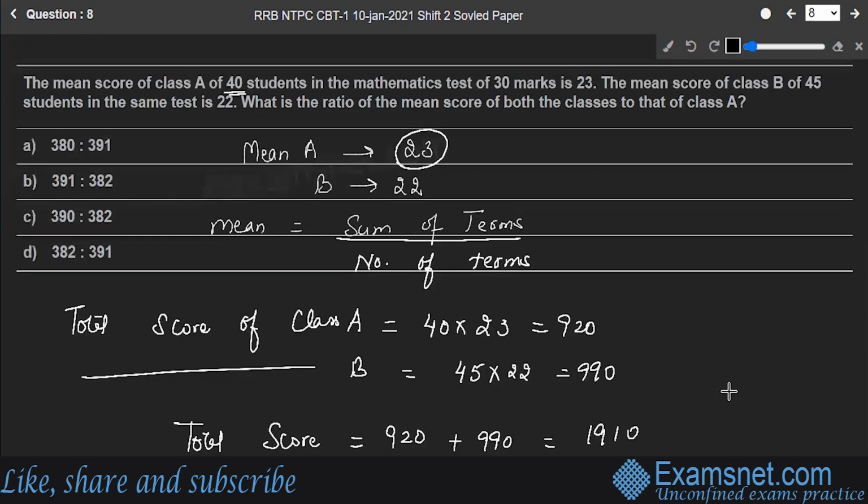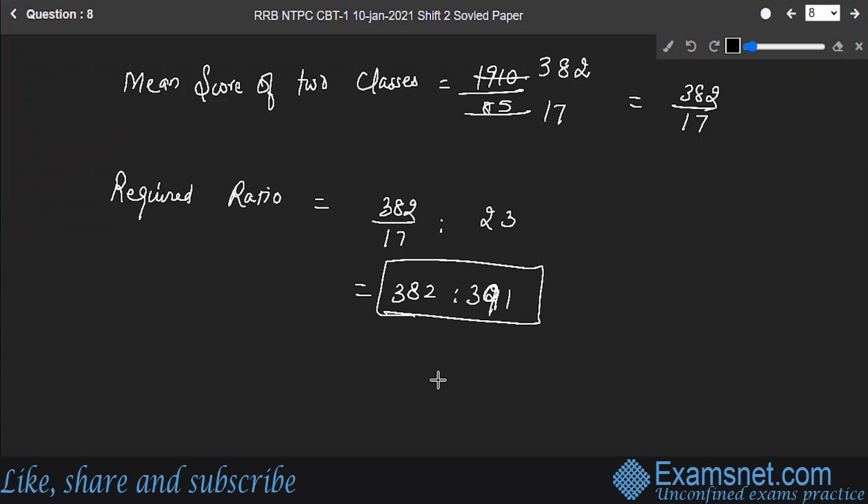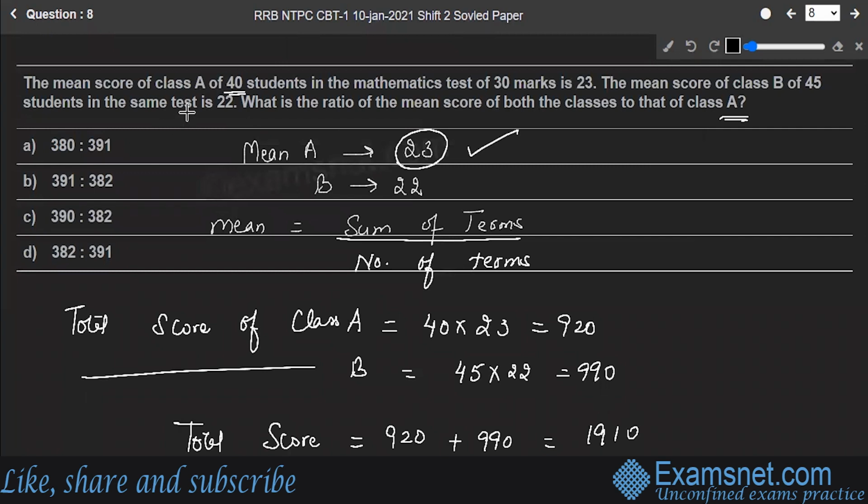What was the question asking? The ratio of the mean score of both the classes to that of class A. The class A mean was 23. So the required ratio is equal to 382 upon 17 is to 23, or 382 is to 23 multiplied by 17, which will give you 391. So this is the answer to the question. 382 is to 391, which is option D.